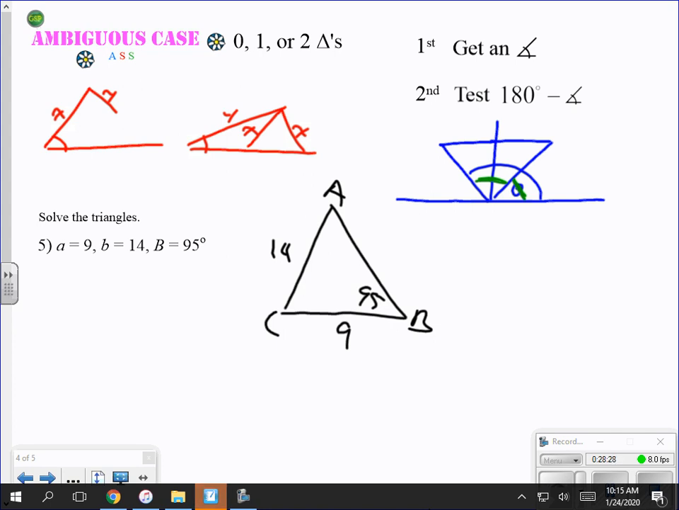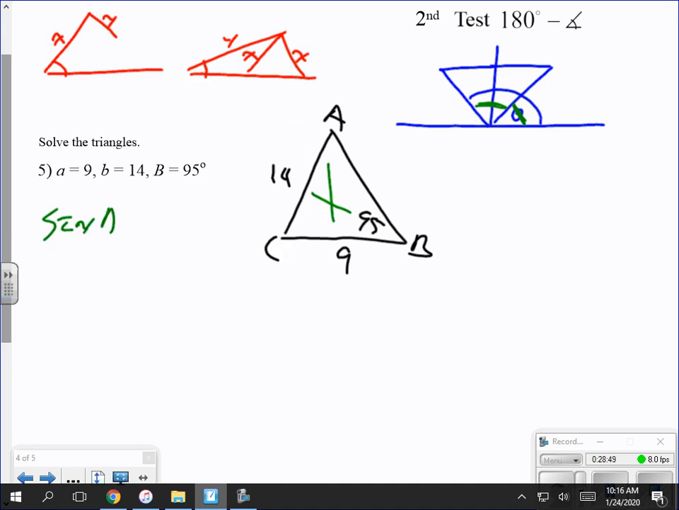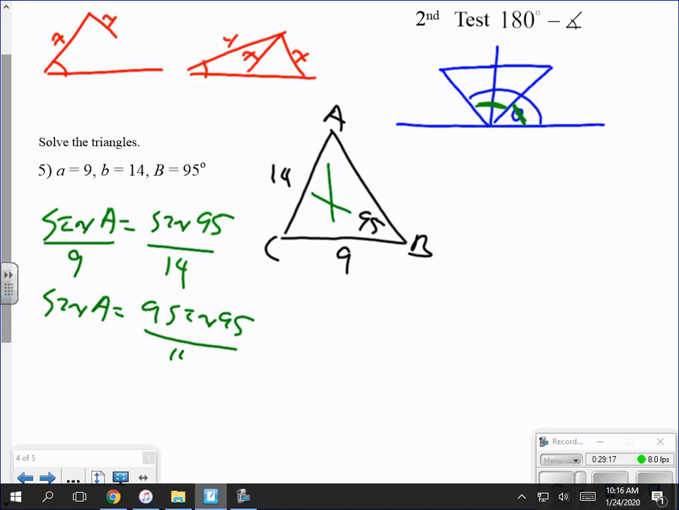Angle A is the only thing I have enough information to solve for, because what do you have to have? You have to have the opposites. Right? So law of sines works with opposites. I have angle B and the side opposite. I have the short side a, so I can look for the angle opposite that. So I set it up. The sine of angle A over 9 is equal to the sine of 95 over 14. Okay. Multiply both sides by 9. I get the sine of A is equal to 9 times the sine of 95 over 14.